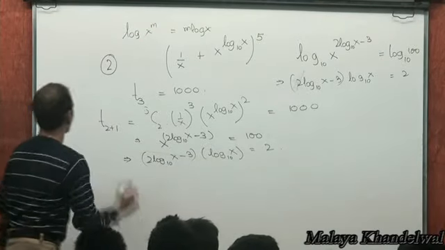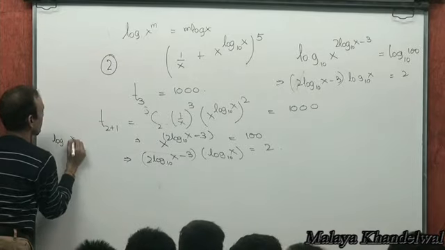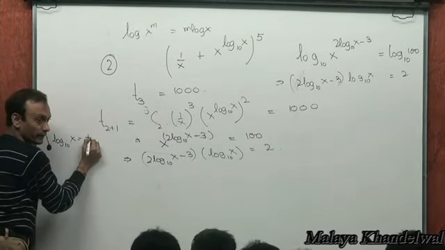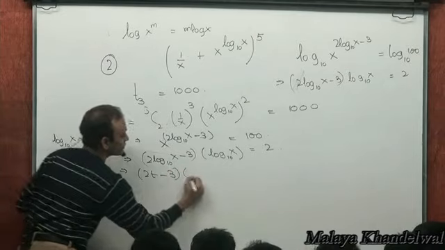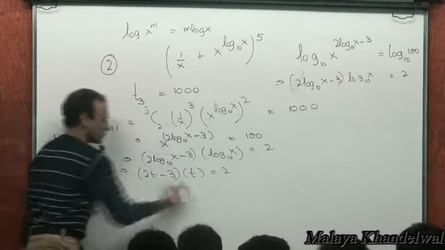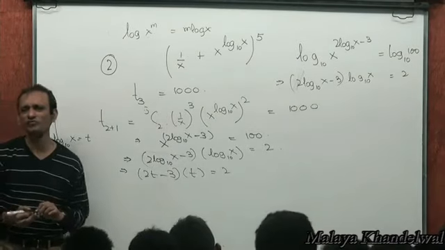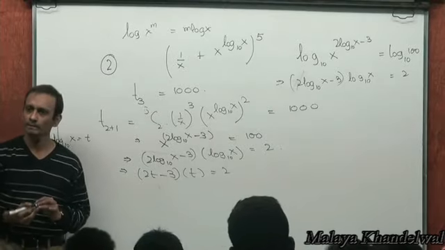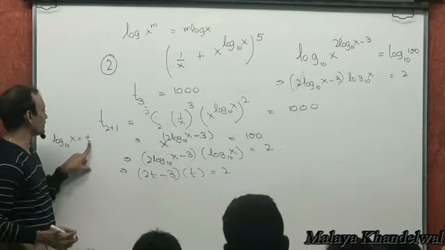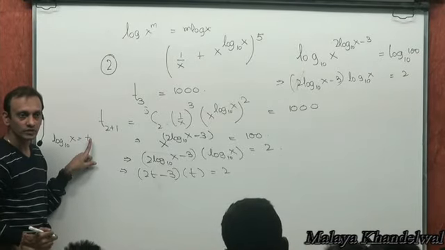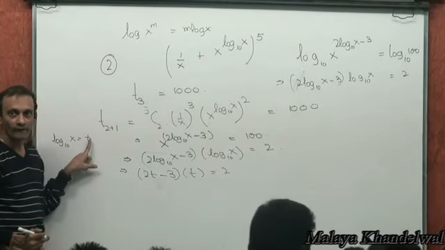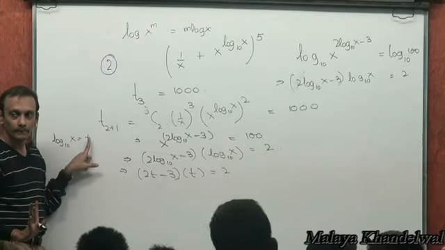Yes or no? Take log x to the base 10 as t, and then we have 2t minus 3 into t equal to 2. Produce a quadratic in t and solve for t. And once you know t, plug in the value of t, and x would be 10 to power t. That's how you do it. Right?